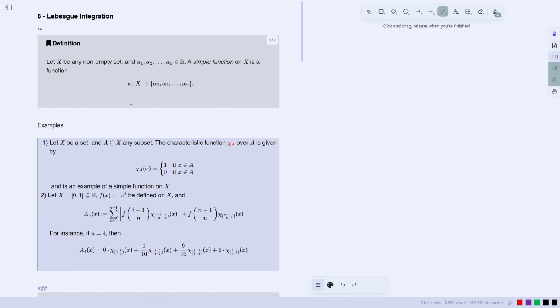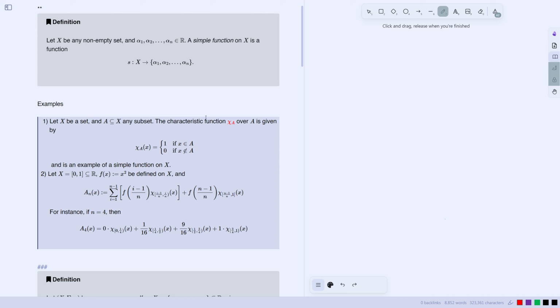The first is probably the simplest among the simple functions. It's called the characteristic function. All the characteristic function does is tell you whether or not you're in a set. So take X to be any set, assume non-empty, avoid the trivial case, and take A to be any subset of X. The characteristic function, which I denote chi A, is given by the following. Take an x from the space X. Chi A evaluated at x depends on whether or not x is an element of A. If x is in A, chi A of x returns 1. If x is not in A, then chi A of x returns 0. It's basically telling you whether or not x is in the set A that appears in the subscript. This is an example of a simple function.